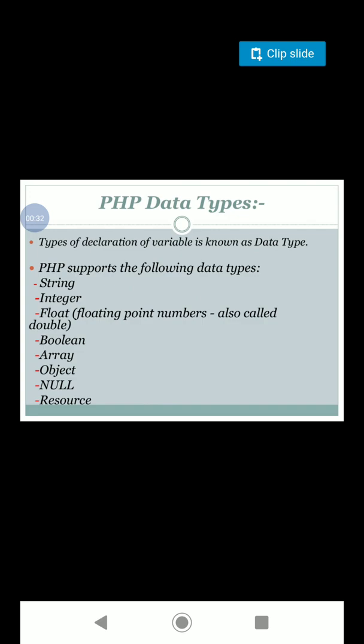If you are assigning an integer or float value to a variable, then the type of the variable will be either integer or float. So unlike strongly typed languages like C, C++, Java, where we declare variables of a certain type, here in PHP there is no need to declare the data type for a variable. What are the data types available in PHP? We have string, integer, float, boolean, array, object, null and resource.